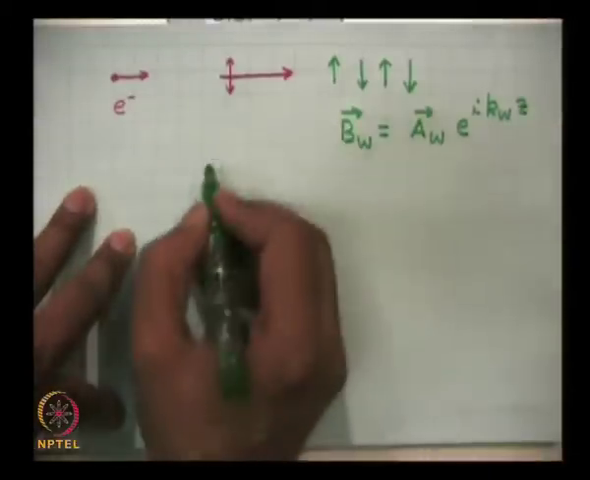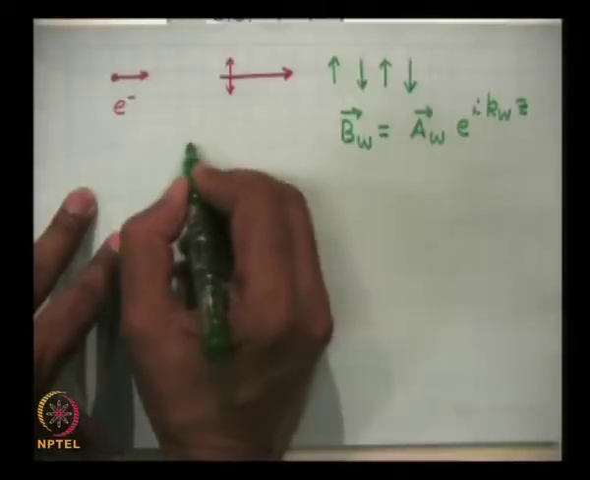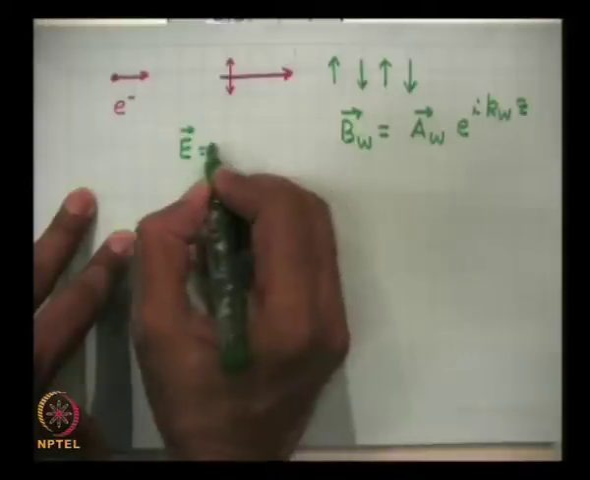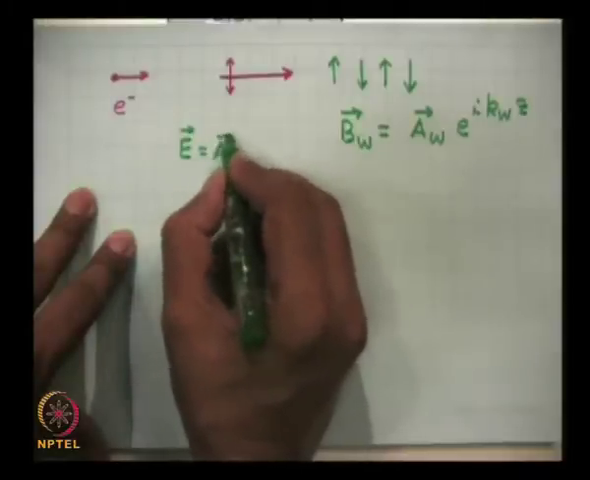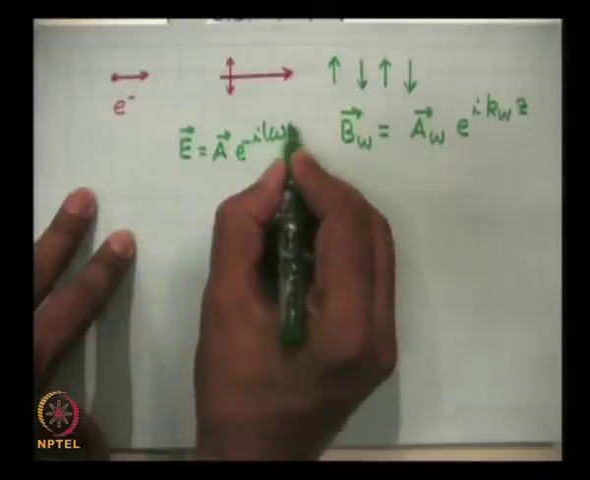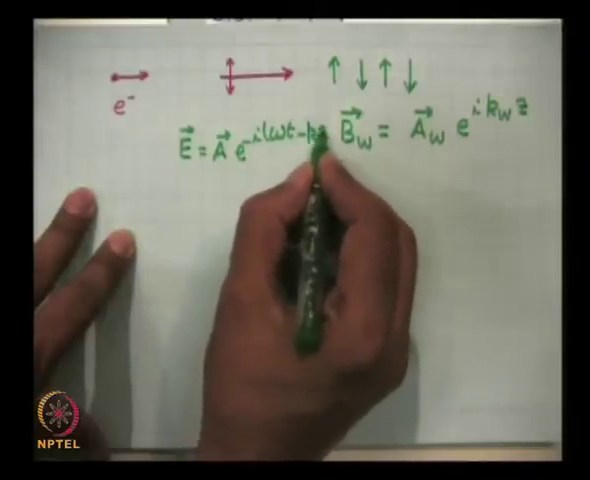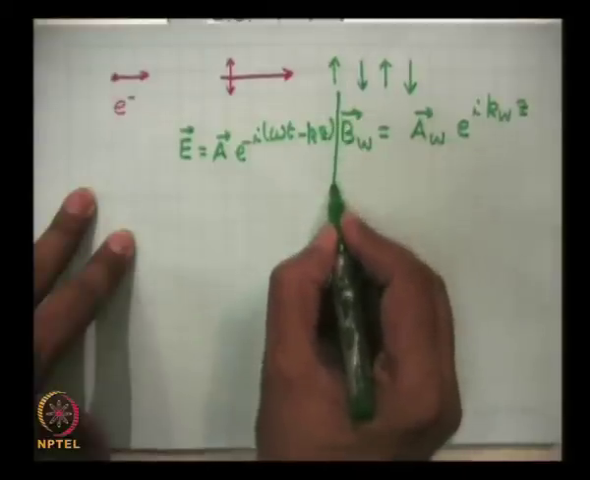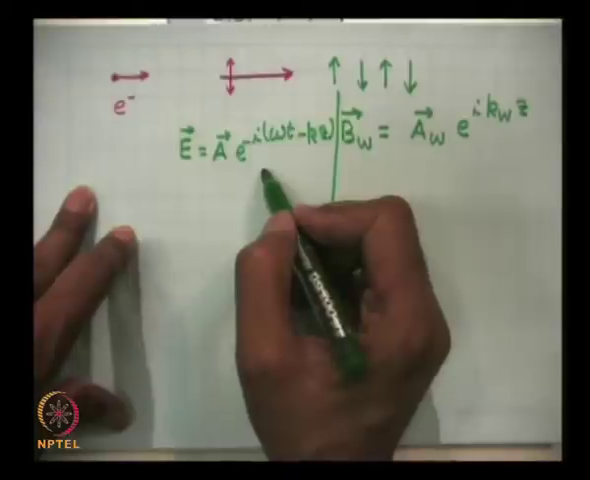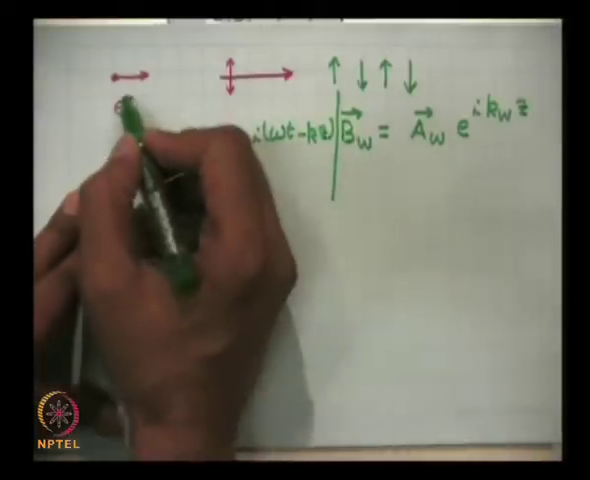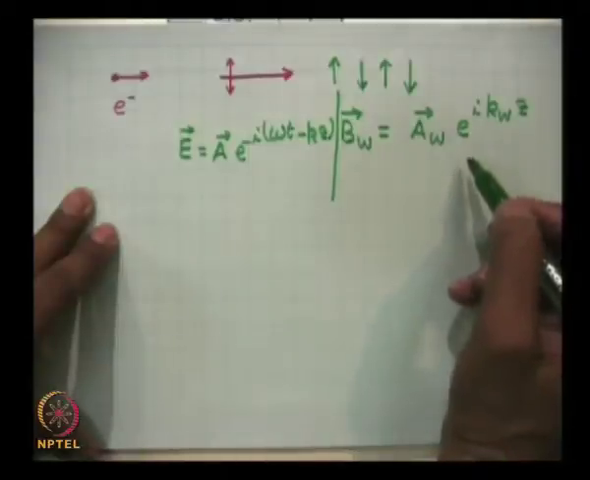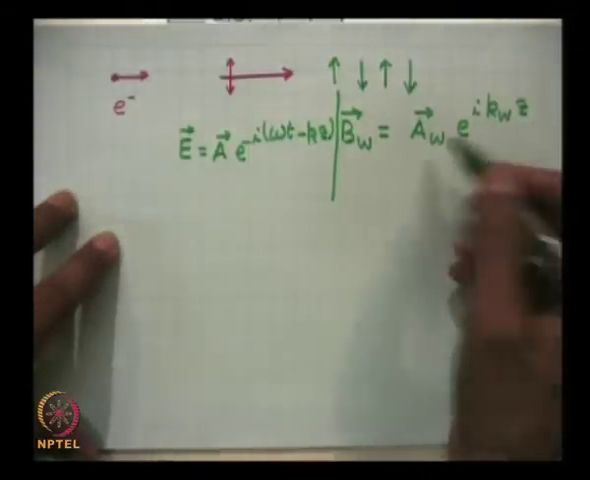This is your electromagnetic wave, which will have an electric field of A exponential minus i(omega t minus kz). So this is the electromagnetic wave that you want to excite by the beam, and this is in the presence of a magnetic field called the wiggler magnetic field. What does this do?